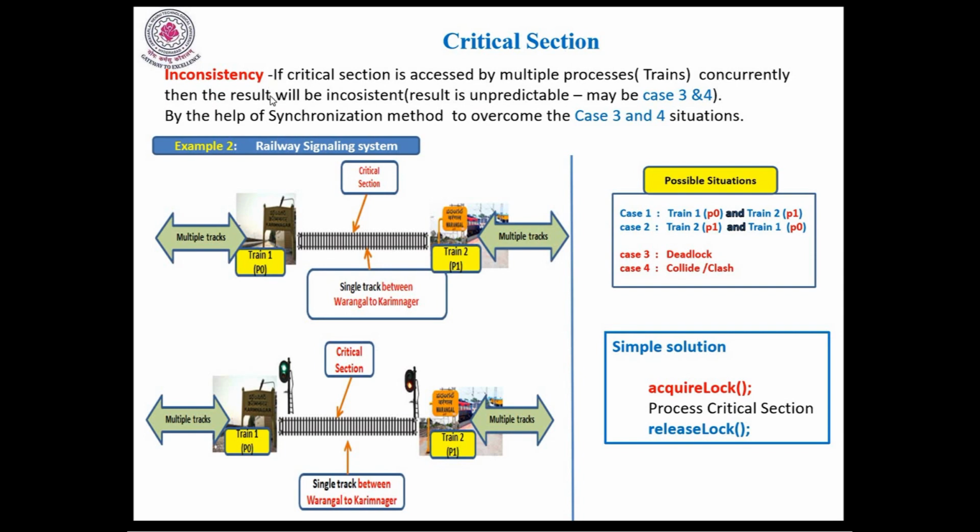The critical section problem we are now discussing with the help of a railway signaling system. Previously, we discussed it with the help of a joint bank account system. Now, how to find the inconsistency and how to overcome it with the help of a railway signaling system. What is inconsistency? If the critical section is accessed by multiple processes, assume like trains concurrently, then the result will be inconsistent. That result is unpredictable.